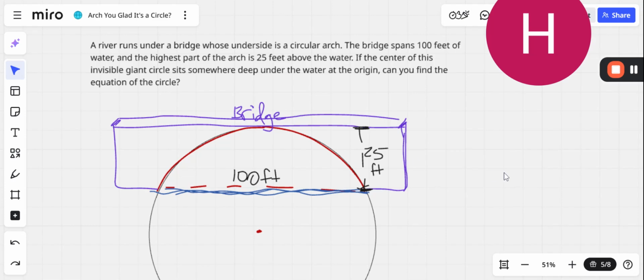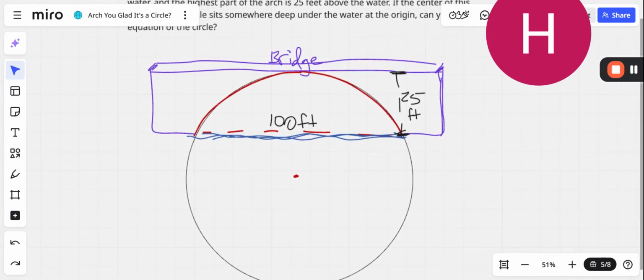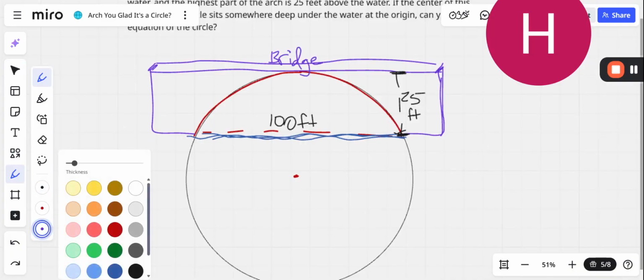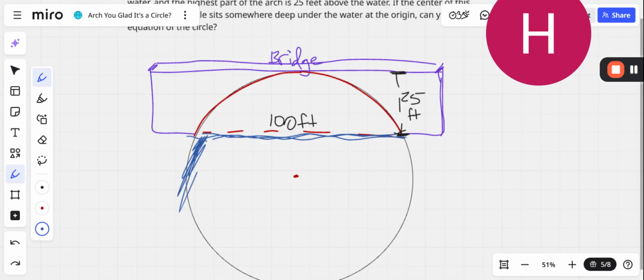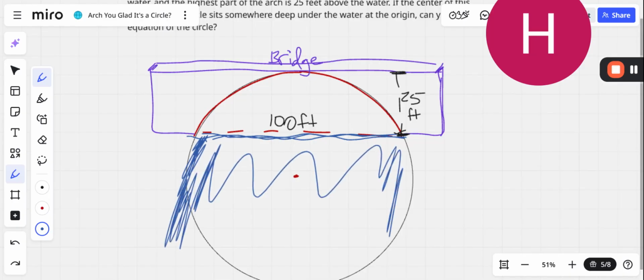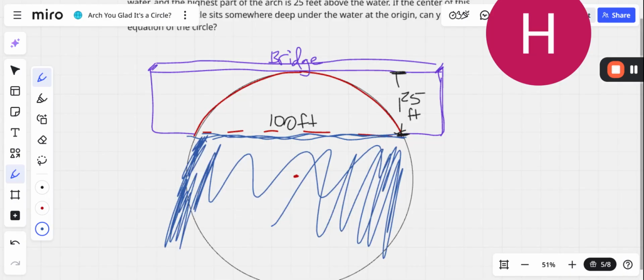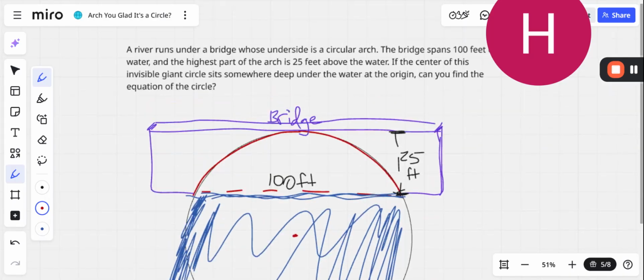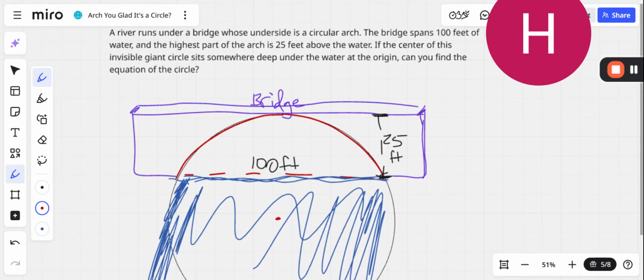So here is a little bit of a diagram of what I'm talking about, okay? So we have a bunch of water down here. I didn't make it very blue. Let's just pretend that's like all the water. And the portion of the circle that is physically a bridge, the underside of the bridge, is this circular arch, right? It spans 100 feet across the water. We also have that the portion of the circle meets 25 feet from the top portion of that circle. So it kind of gives you an idea of how far down this chord is.